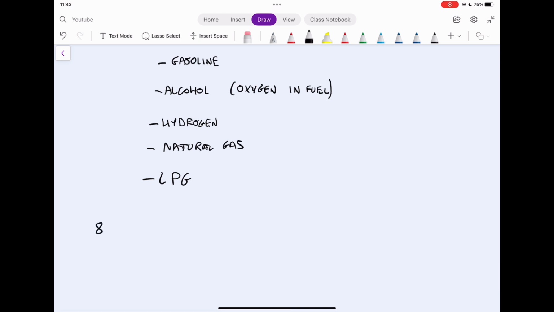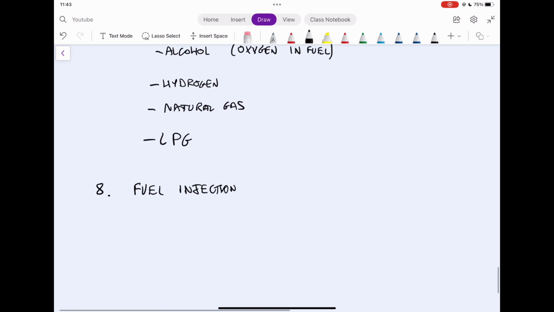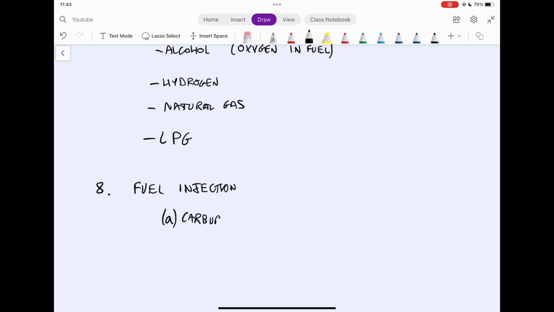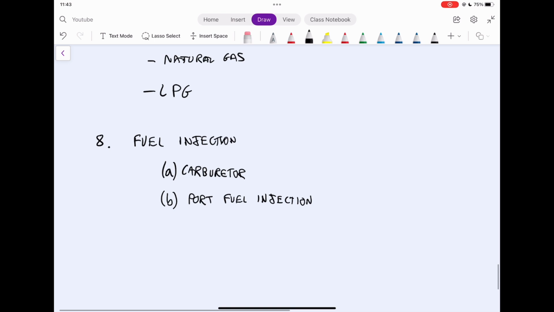Now that we've covered the fuels, let's look at the different types of fuel injection we can have on an engine. We can have a carburetor injected engine, which is an older style of injection, where you mix fuel directly with the airflow and use the speed of the air to mix the fuel. A second type is port fuel injection, which is a more modern type of fuel injection, and then direct injection into your cylinder.